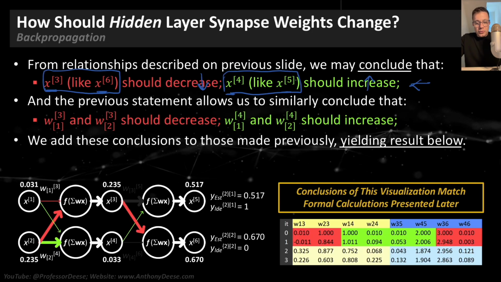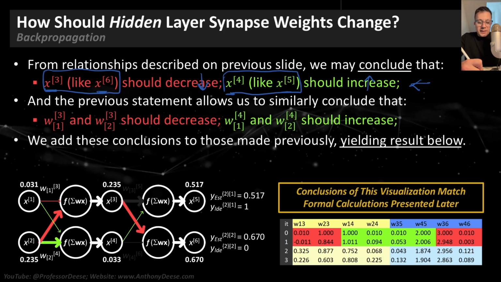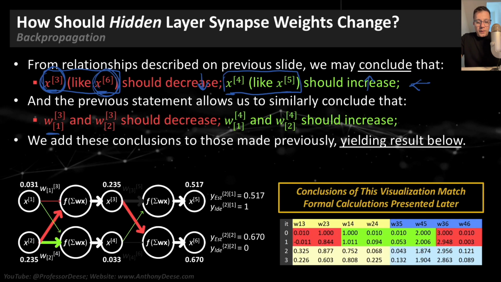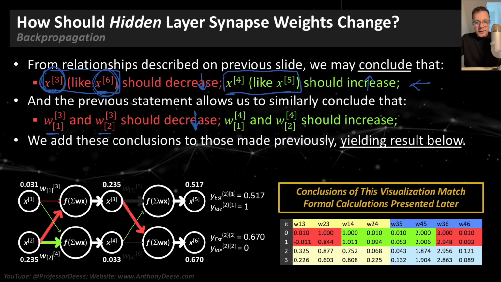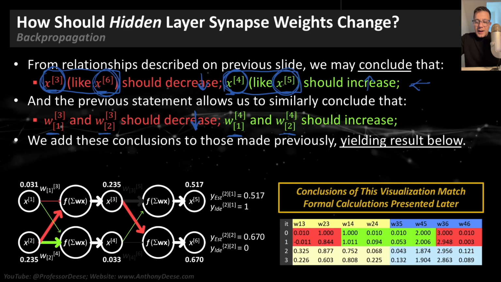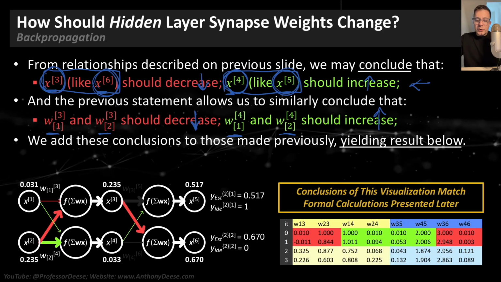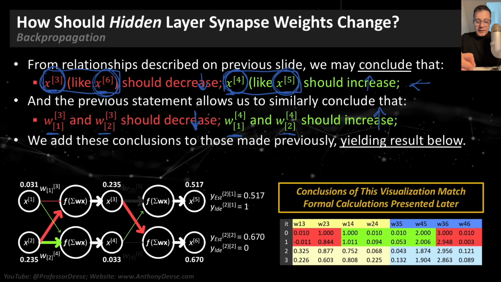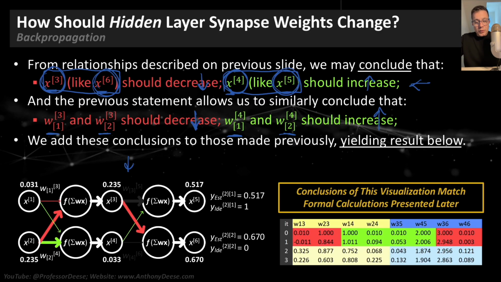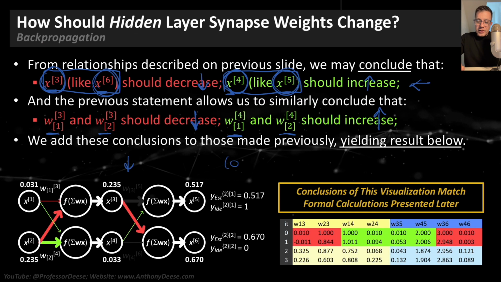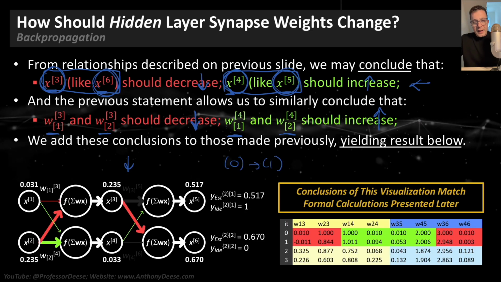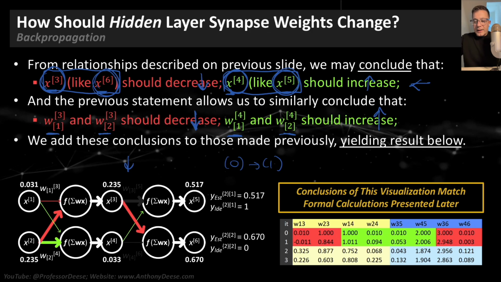If we take this to be true, we can also conclude that the synapse weights that feed into x3, just like the ones that fed into x6, that's W13 and W23, they should decrease. The synapse weights that feed into x4, just like the ones that fed into x5, right, they should increase. And so we add those conclusions to the ones we made previously, yielding the figure below. And so this gives us a good idea in the green of what synapse weight values should be increasing as we go from iteration 0 to iteration 1, and in red we see the synapse weight connections that we expect to decrease as dictated by the combination of backpropagation and gradient descent.